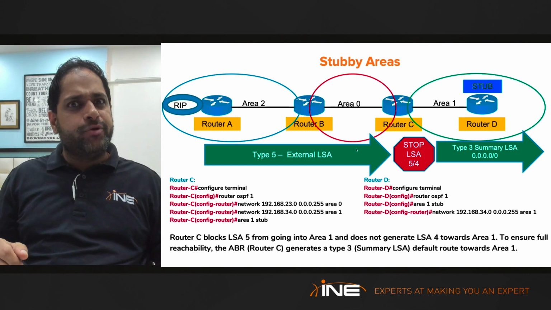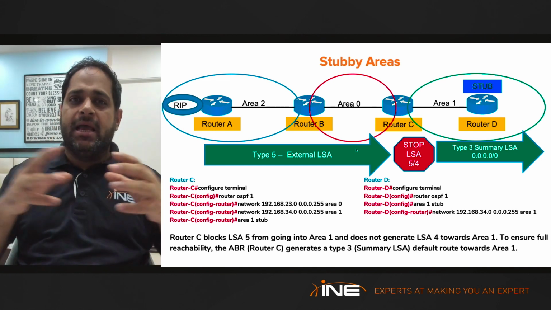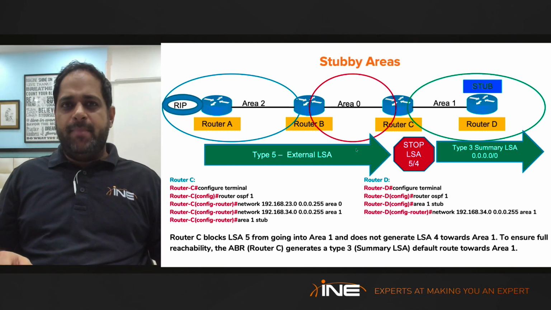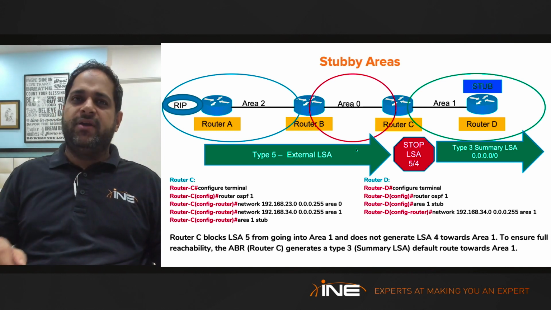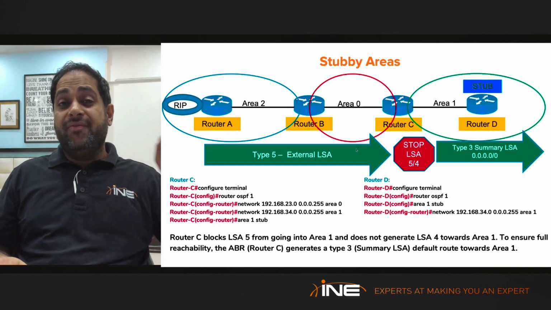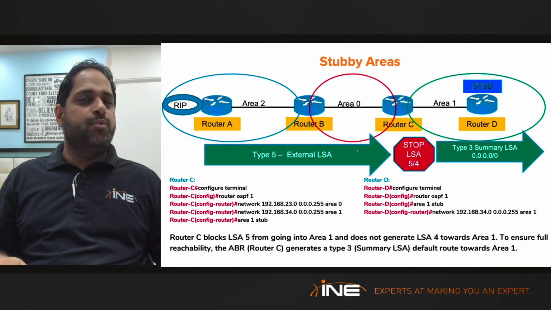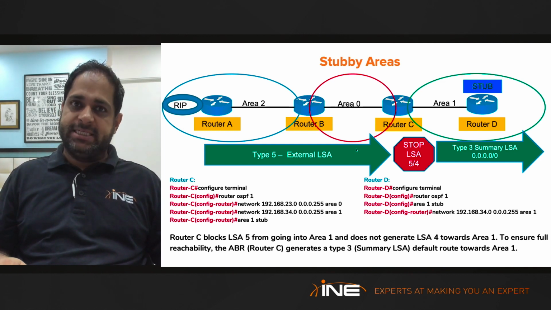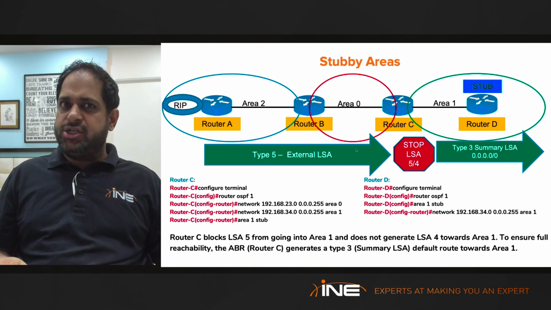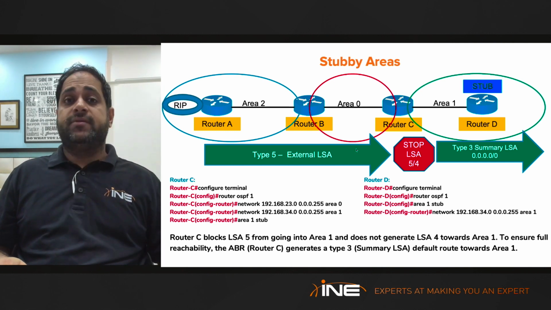So what I could do is configure an area as stub. The minute I configure an area as stub, that area would not receive type 5 LSA and would not receive type 4 LSA. So there are limitations of stubby areas. There are rules for stubby areas.